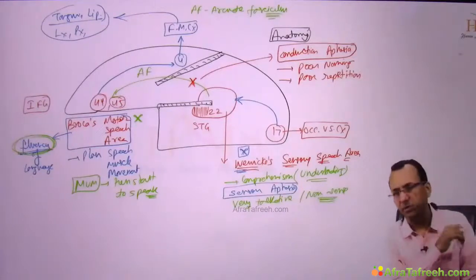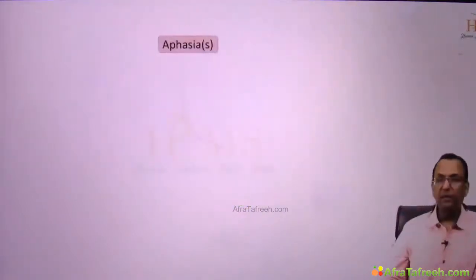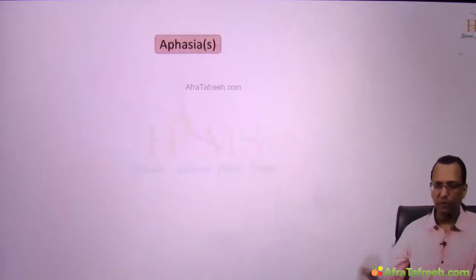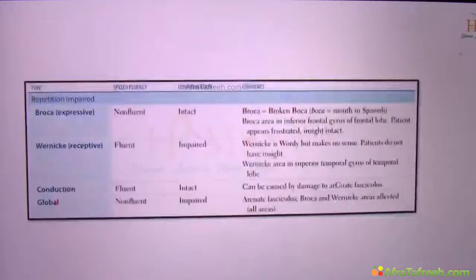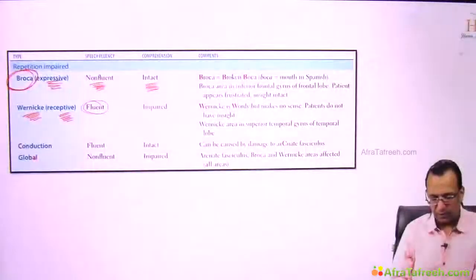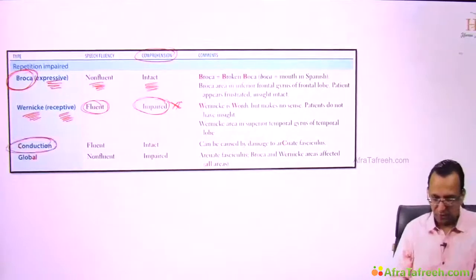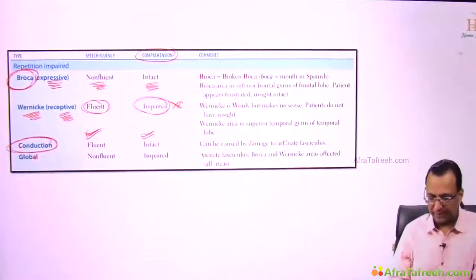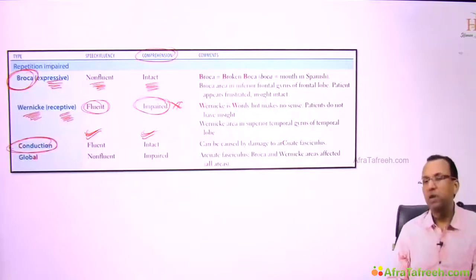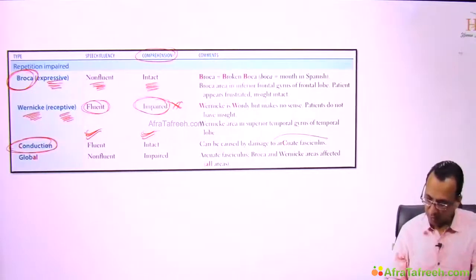I will show you a table also, in which you can see the aphasias. Some questions come frequently, so that's why we need these details. If it is Broca's aphasia, it is called expressive, non-fluent: fluency is compromised, comprehension is intact. If it is Wernicke's, which is receptive aphasia, the patient has fluency, but comprehension is compromised. But if it is conduction aphasia, they have good fluency and good comprehension. The problem is poor naming and poor repetition. The problem is in the arcuate fasciculus.